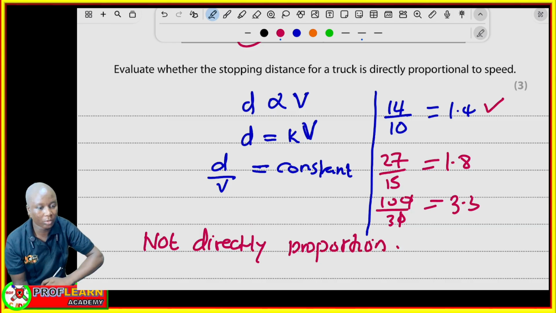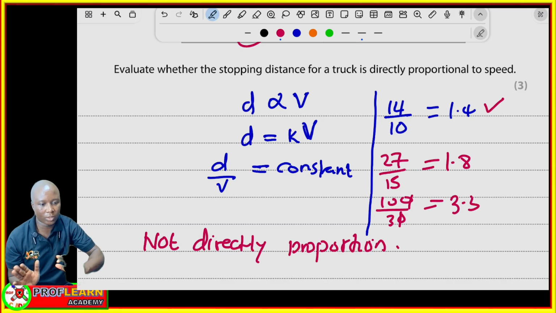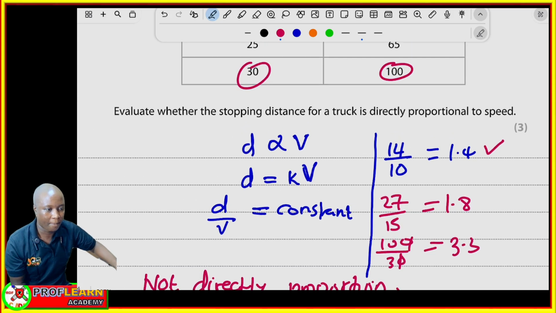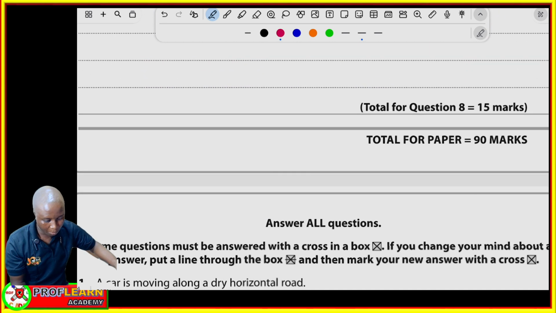So we're going to say it's not directly proportional. Yeah, it increases, but it's not directly proportional.